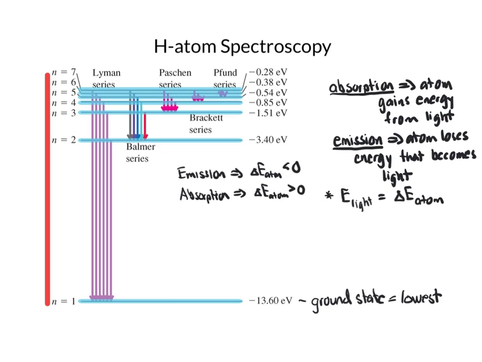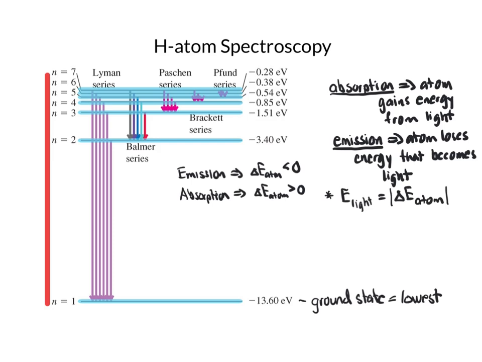Now this poses a conundrum, a little bit of a problem, because the energy of the light is always positive. So it can't be equal to the change in energy of the atom if that change is negative. So in reality, what we really mean here is that the energy of the photon is the absolute value of the change in energy of the atom.